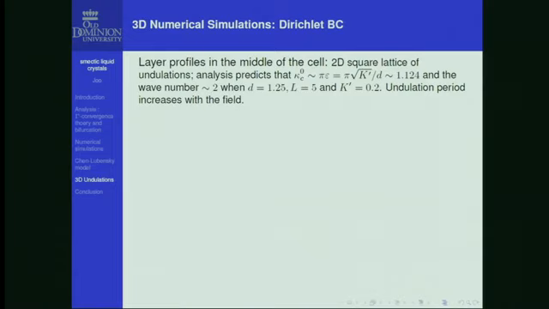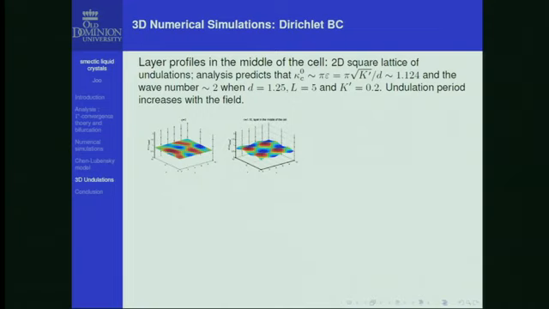Dirichlet boundary condition. So this is the square lattice type of undulations. So I have flat layers. This is just for the visualization. We have the undulation just in the middle of the cell. So first, we do not have any undulations, but as soon as it reaches that critical field, you are going to see those undulations.